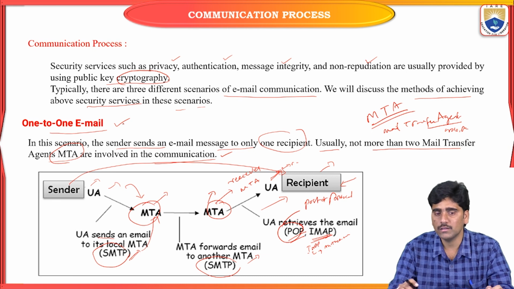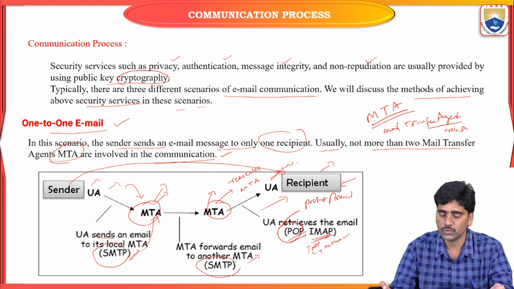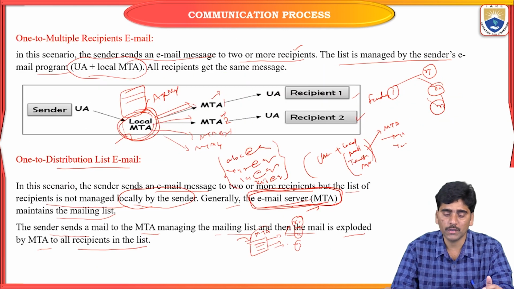In the communication process, the mail transfer agent plays a major role in sending the mails to the receiver side. Here the mail transfer agent participates as an SMTP protocol or a middleware or a bridge between both sender and receiver. The way of communicating one-to-one is mentioned in this diagram. And here is the one to multiple recipients.